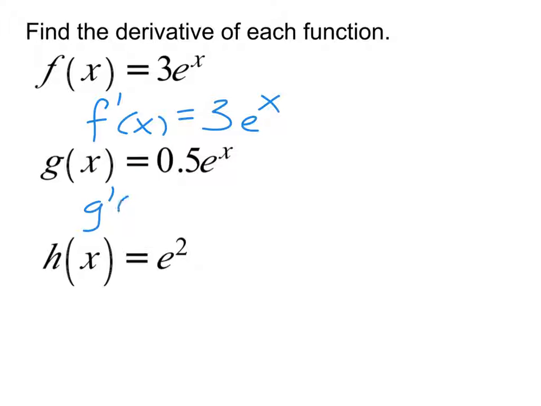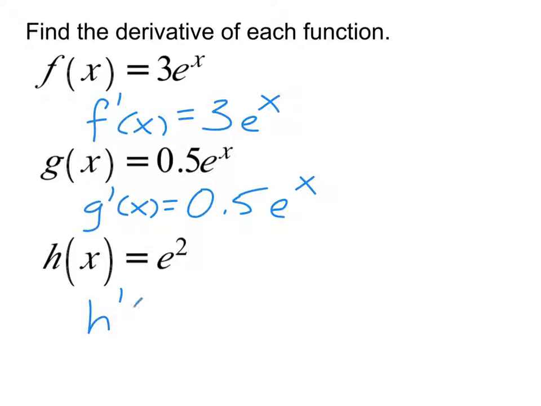Okay, what about g prime of x? The fact that that's a 0.5 out in front, is that going to change anything? No. It's still just a constant that's being multiplied by it. So I keep the constant, and then I do the derivative of e to the x, which is e to the x. Nice and easy, right?